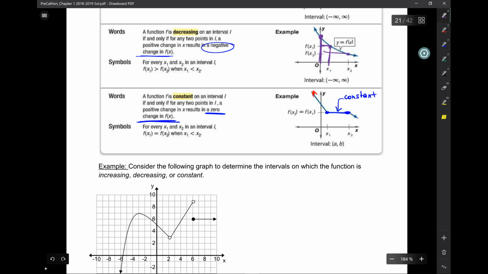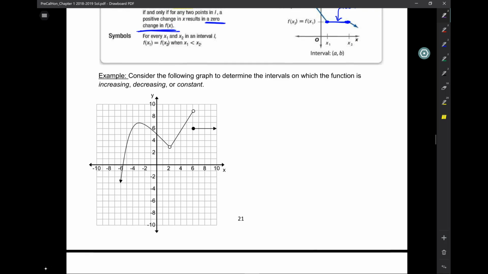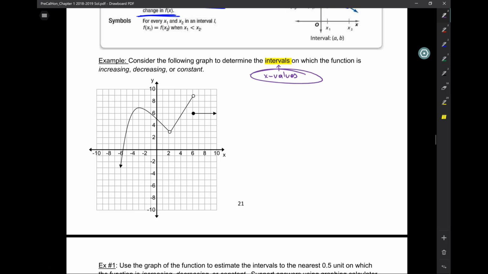What we have to do when we see a function is often determine where it's increasing and where it's decreasing. When I say where, I mean on the x-axis. So consider the following graph. Determine the intervals on which the function is increasing, decreasing, or constant. Here's the most important part: interval is x values. We don't care about the y values. It's the x values.